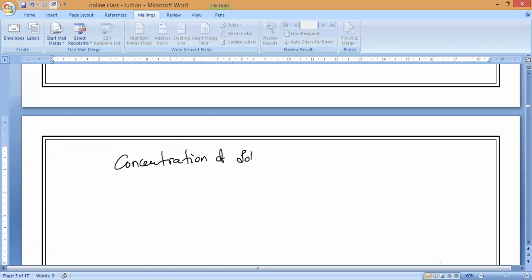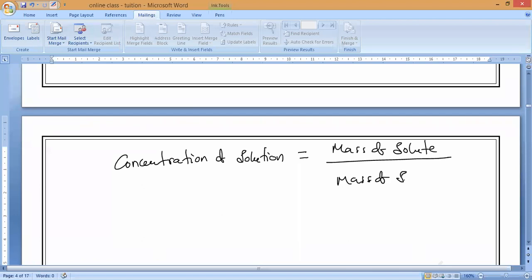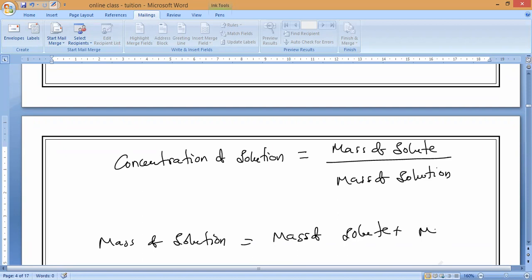Concentration of a solution equals what? What is the formula? Mass of solute divided by mass of solution, into 100. We don't know the mass of solution, so mass of solution equals what? Mass of solute plus mass of solvent.